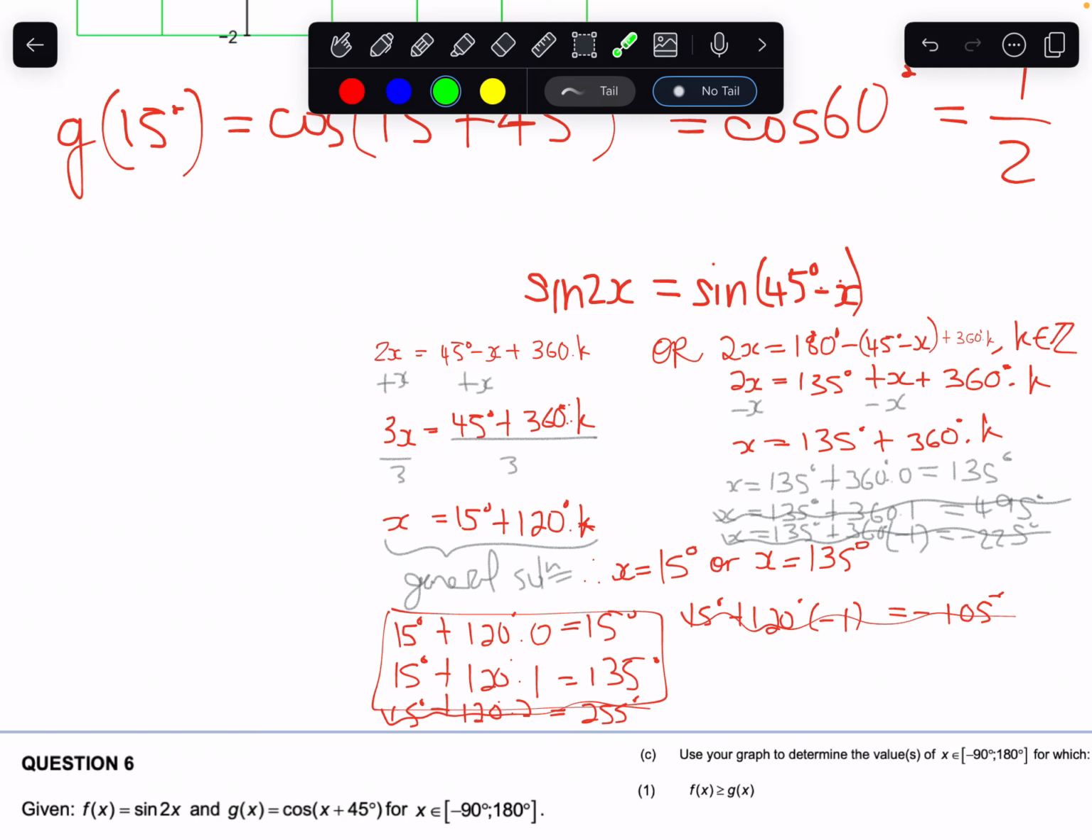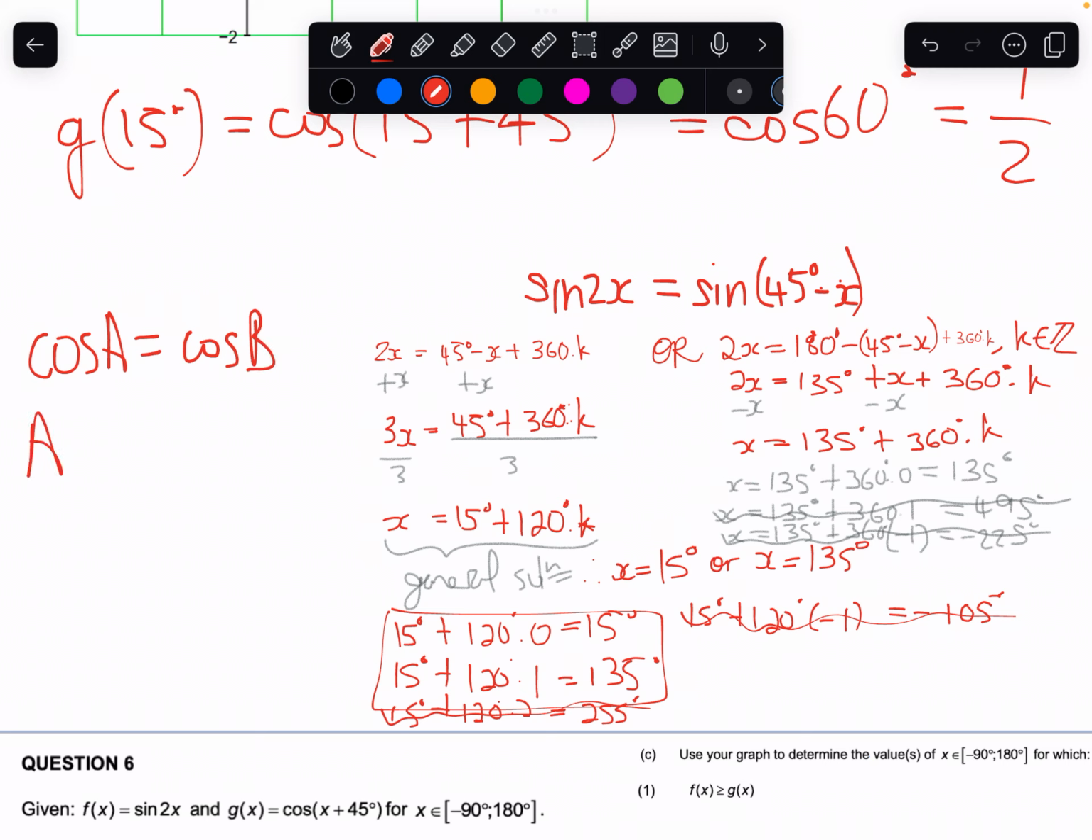Do I believe that? I don't know if I believe that. Yeah, I would say you should always look at the two quadrants because you can't say that if cos A is equal to cos B, it implies A is equal to B plus a couple of revolutions. You have to consider the case where A and B are in different quadrants.